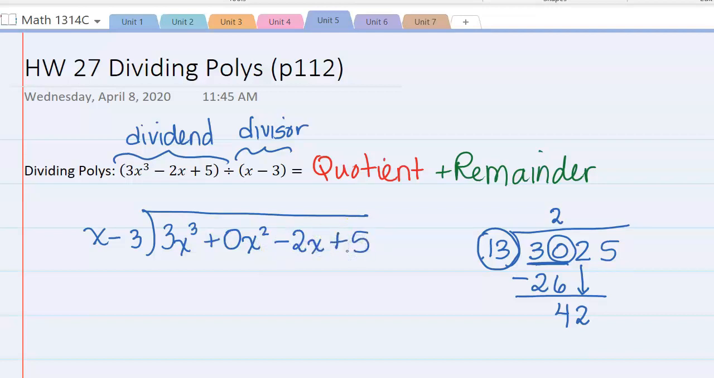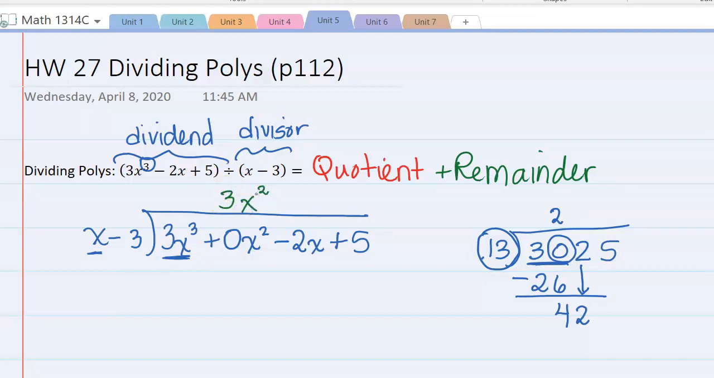So one way to think about this is that if we have a polynomial of degree 3, then we need to have 4 terms: one for the x cubed, one for the x squared, one for the x to the 1, and then our constant. And now we're ready to divide. Just like we did over here, I'm going to ask myself, x times what will give me 3x cubed? And we can see that we need a 3x squared.